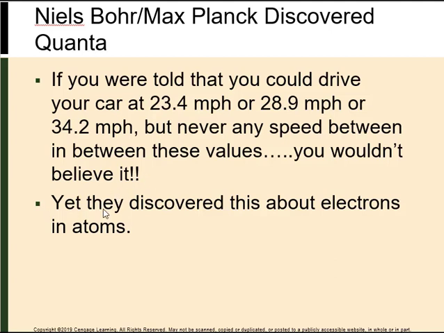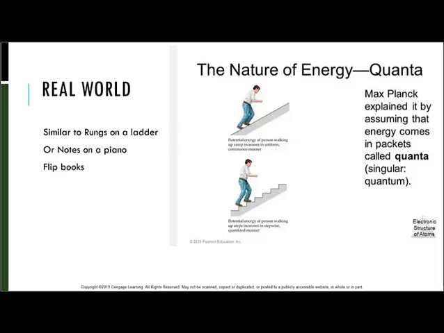Yeah, they discovered this about electrons in atoms. Another example, imagine you're walking up a flight of stairs. You can be on this step or you can be on this step, but you can't be in between steps. Also think about climbing a ladder. You can be on one rung or you can climb up to the next rung, but you can't be in between. Or notes on a piano. You can be at C or you can be at C sharp, but there isn't an in-between note. You're at one note or another note.